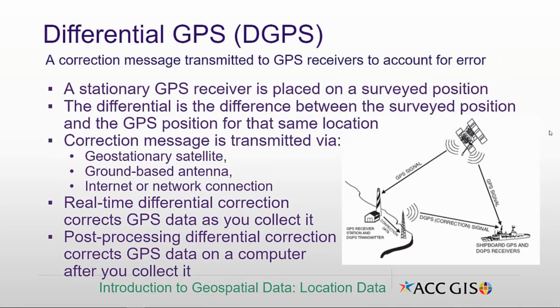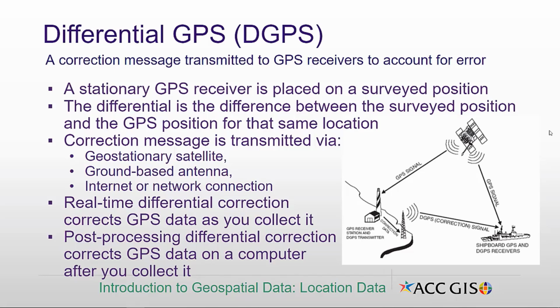So how do we reduce all the error that creeps into our position? One way is to use differential GPS, in which a correction message is transmitted to the GPS receiver to account for error. How it works is a stationary GPS receiver is placed on a surveyed position, and then the differential is the difference between the surveyed position and the GPS position for that same location at a point in time. The correction message is then transmitted via a geostationary satellite, a ground-based antenna, or maybe just the internet.